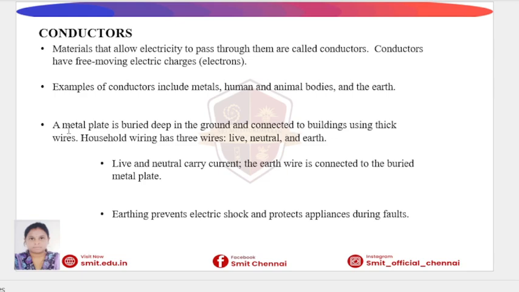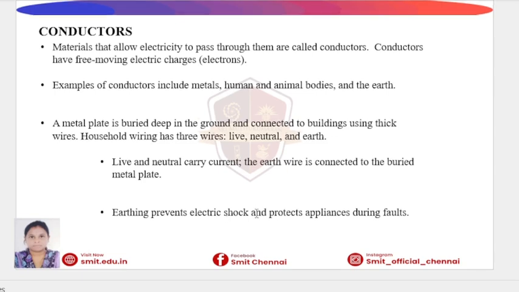And see the next point. A metal plate is buried deep in the ground and connected to the building using thick wires. Household wiring has three wires: live, neutral, and earth. Live and neutral carry current. The earth wire is connected to the buried metal plate. This is the method for the earthing system in the house. Earthing prevents electric shock and protects the appliances during faults.